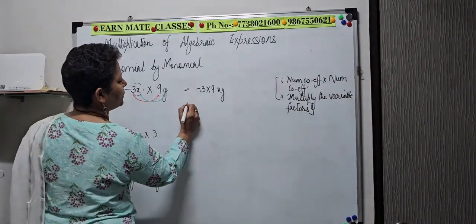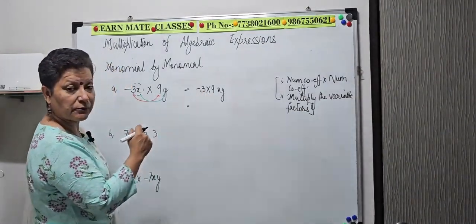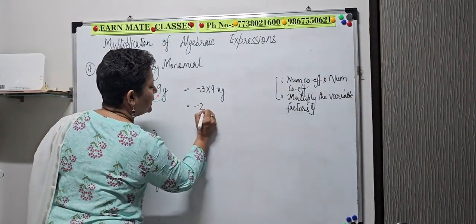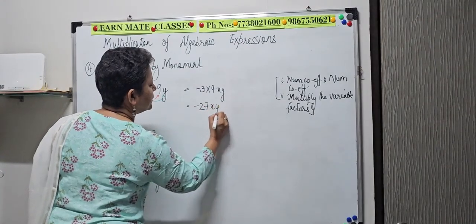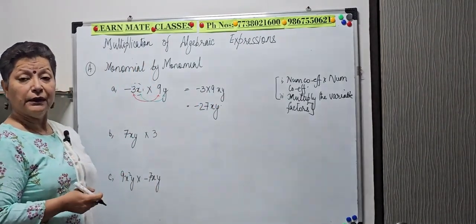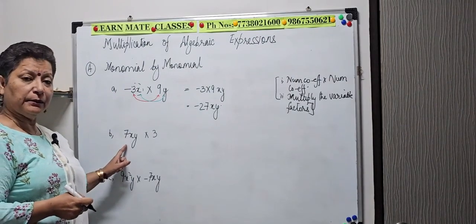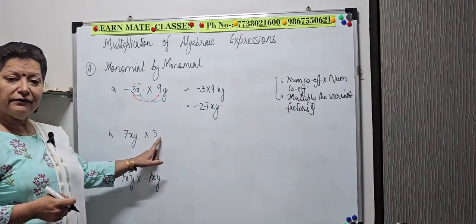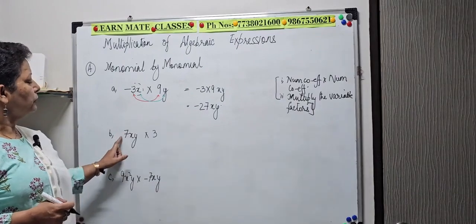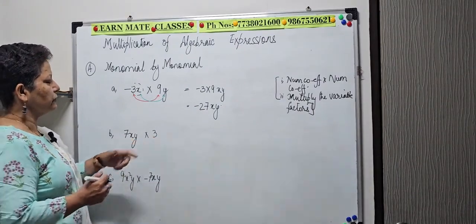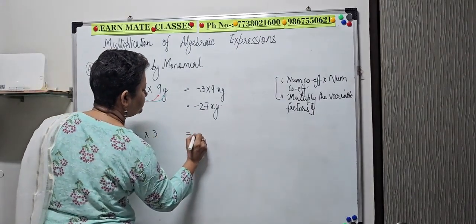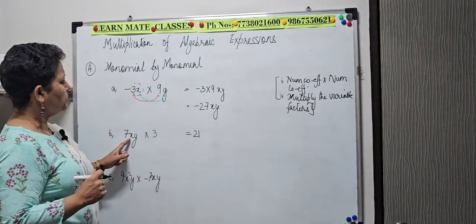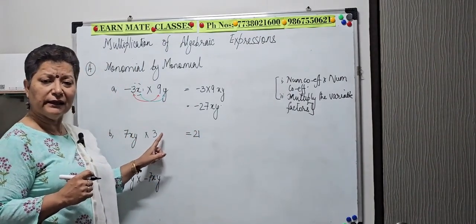So this is going to actually give you minus 3 times 9 is minus 27 and this then is xy. Easy enough? Not a problem. Now let's look at a second example. This does not have any variable part. I do have a numerical part, so 7 into 3, that's going to give me a 21.